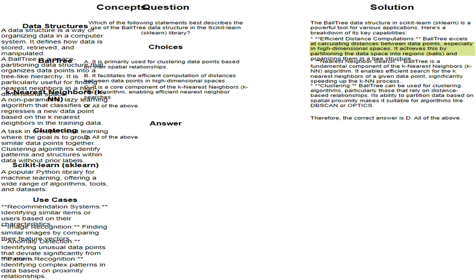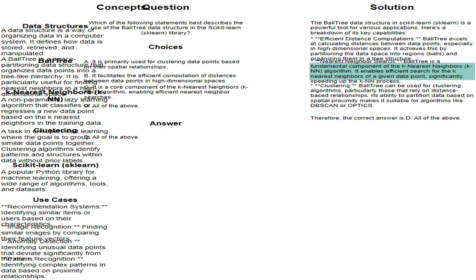Correct. Ball tree is crucial for KNN, enabling efficient nearest neighbor searches. It speeds up the process of finding the k closest data points to a given point. Nearest neighbor search: ball tree is a fundamental component of the k-nearest neighbors (KNN) algorithm. It enables efficient search for the k-nearest neighbors of a given data point, significantly speeding up the KNN process.